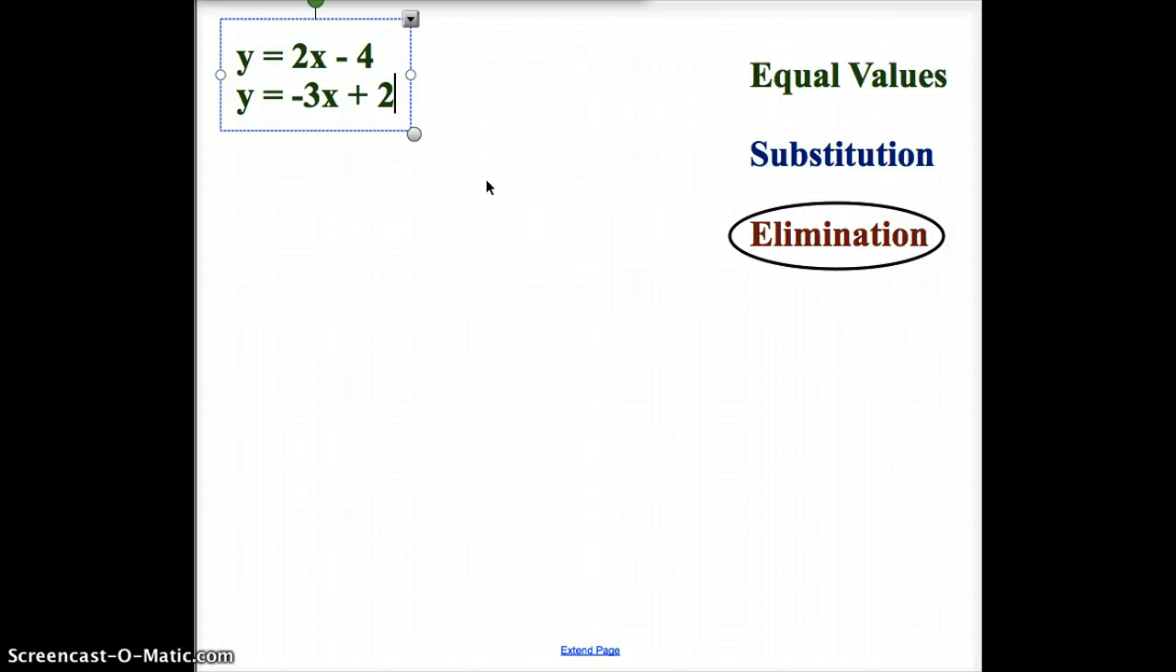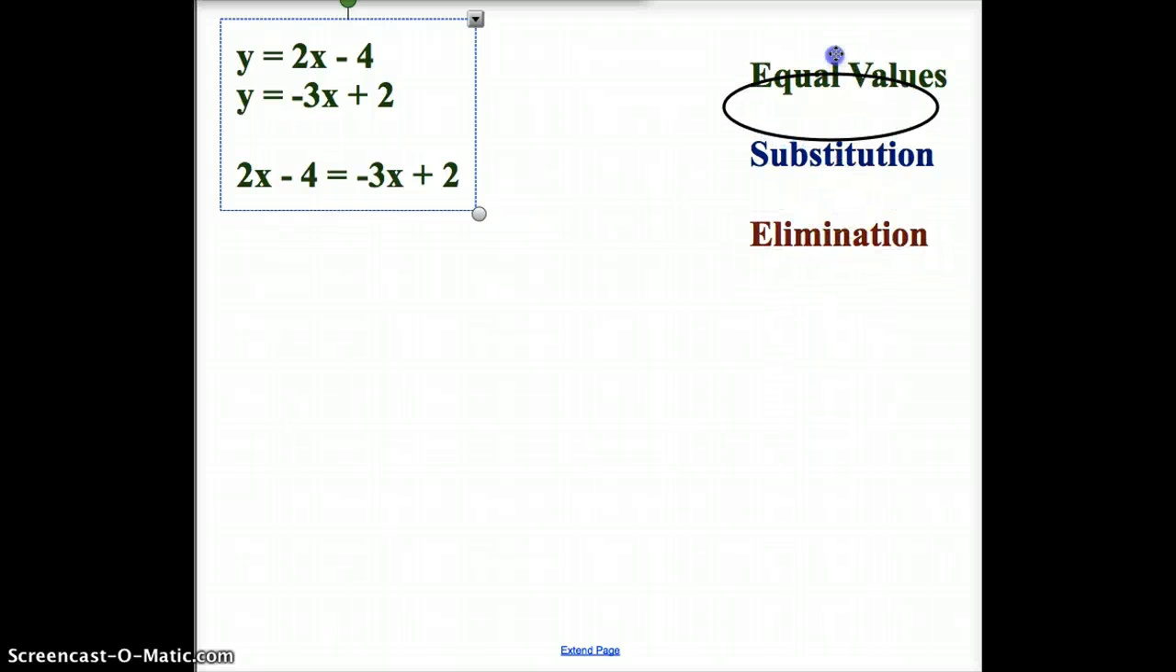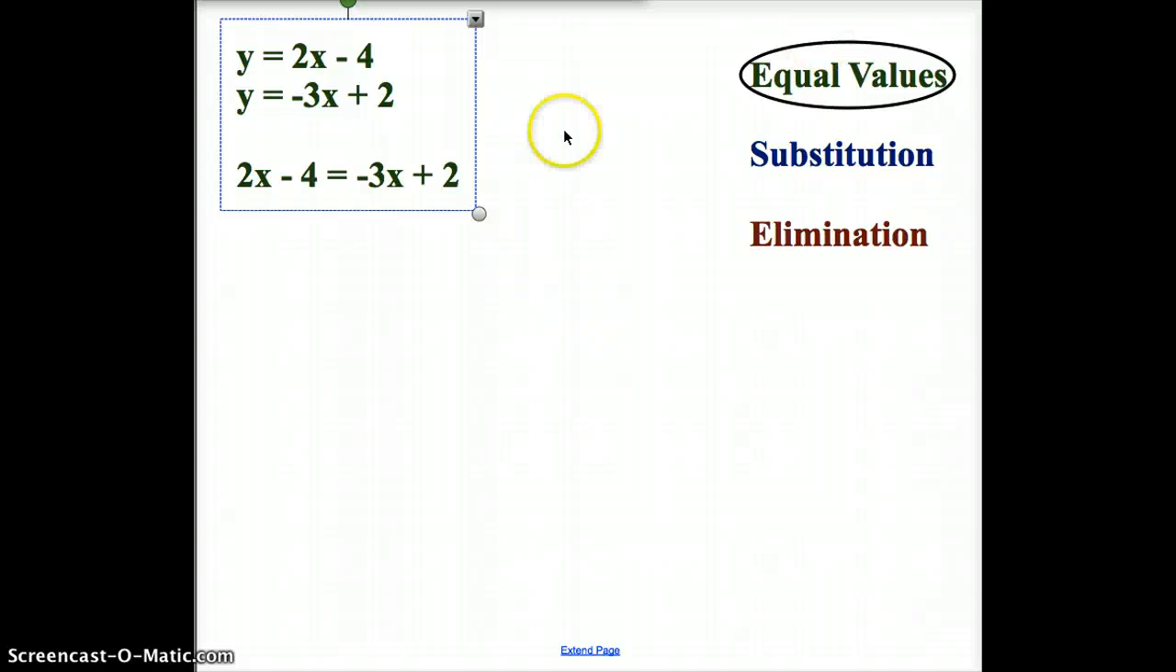What is that method? Well, I remember that is the one where I said if y equals this and y equals that, we know that y has to equal y, which means this has to equal that. So you simply would set it up as 2x minus 4 equals negative 3x plus 2, and then you'd solve for x. You'd plug it into both equations and solve for y. So in this kind of equation, we would choose the equal values method. Hopefully that makes sense. All right, so let's do a different problem.